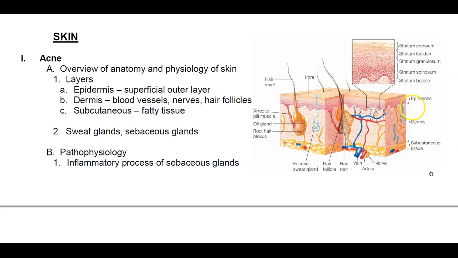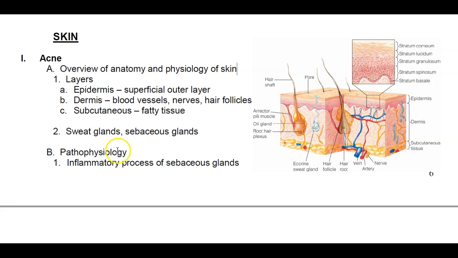Next will be your dermis. You see how it's a bigger area. So the dermis is filled with blood vessels, the nerves, and hair follicles. So as you can see here, this is a hair follicle. You have the vessels and some nerves. Under the dermis, you have your subcutaneous tissue over here, or your layer of fat.